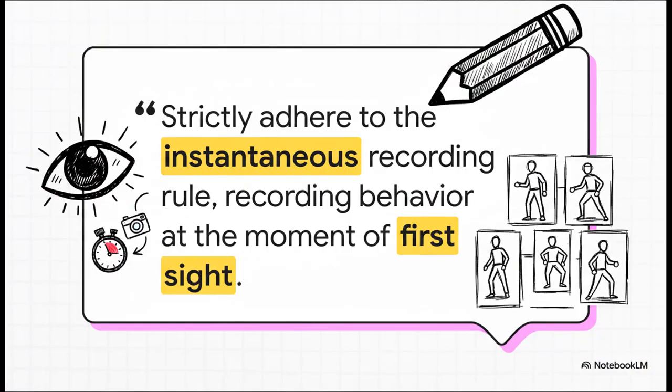If you only remember one thing from this whole section, make it this: the rule of instantaneous recording. This is the golden rule. It's what ensures every single observation is an unbiased snapshot. You have to record what you see at the very first instant you see it. No lingering, no second guessing, no trying to figure out what they were about to do. Just an immediate, objective call.